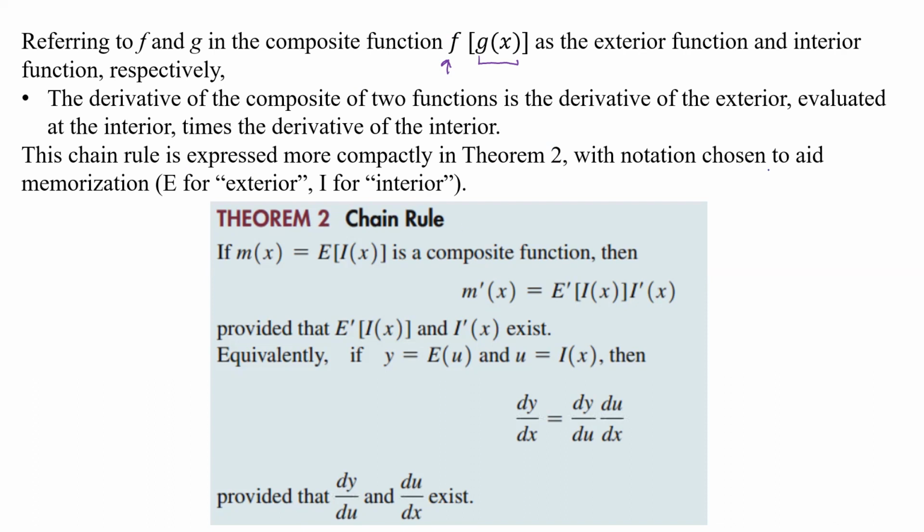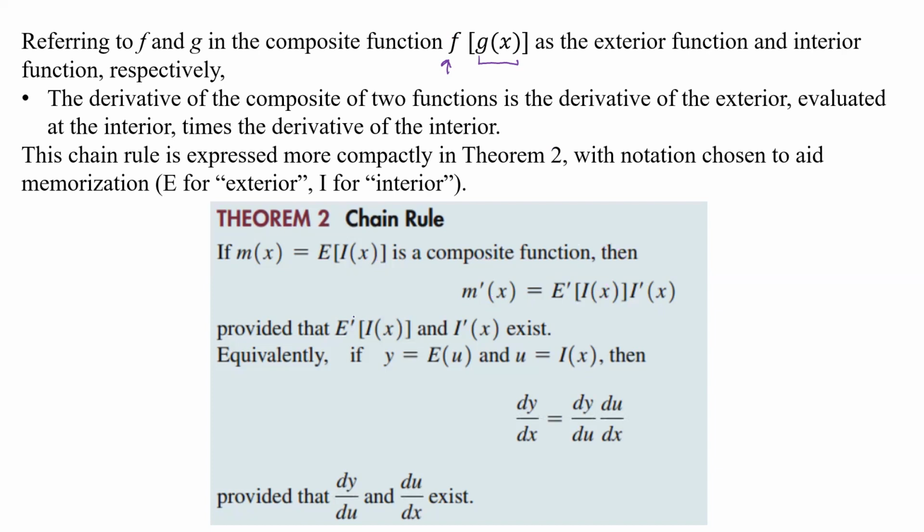Okay, so this chain rule is expressed more compactly in theorem 2 here, and you'll see in a second, with the notation chosen to aid again in memorization, E for exterior and I for interior. Again, this book's really nice about that. They kind of change it up as far as how it's done, but they make it a little easier to remember. So if we have some function m of x, and it's the exterior function E of the interior function I of x, it's a composite function. Then the derivative is E prime, or the derivative of E, evaluated at I of x, times I prime of x, okay?